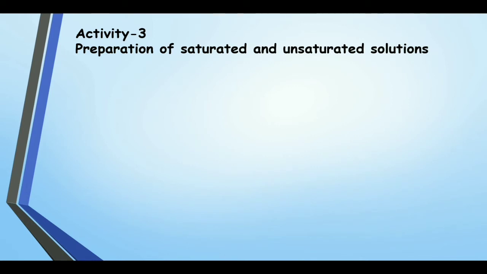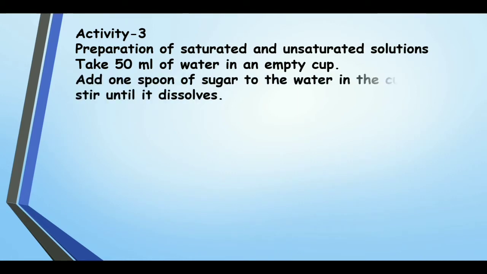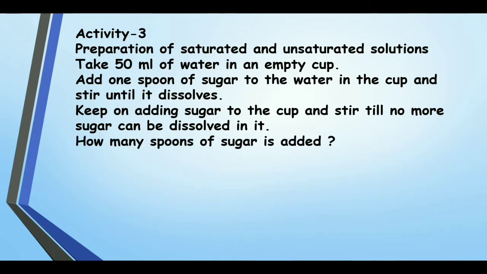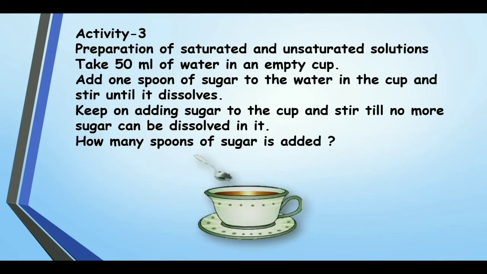Now, preparation of saturated and unsaturated solutions. For that, take 50 ml of water in an empty cup, add 1 spoon of sugar to the water and stir until it dissolves. Keep on adding sugar to the cup and stir till no more sugar can be dissolved in it. And how many spoons of sugar are added? You can count.